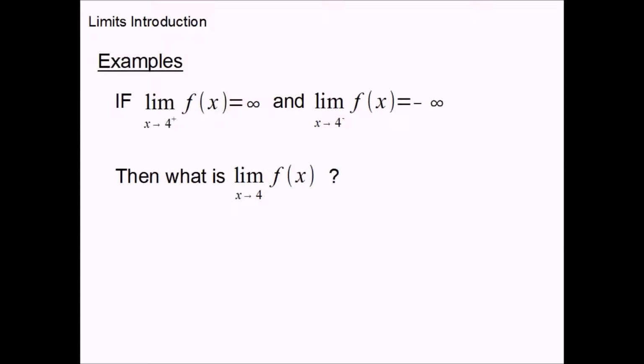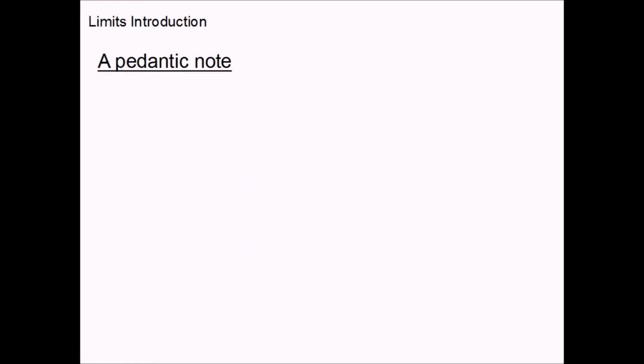Here's another example. I have the limit as x approaches 4 from the right is infinity. The limit as x approaches 4 from the left is minus infinity. These are not the same thing. That means that the two-sided limit does not exist, because a very large positive number and a very large negative number are not the same thing.